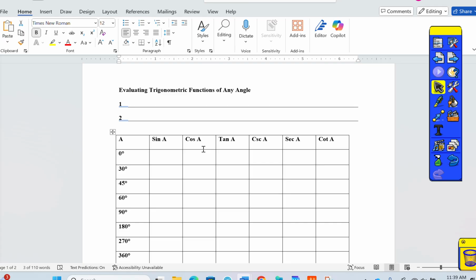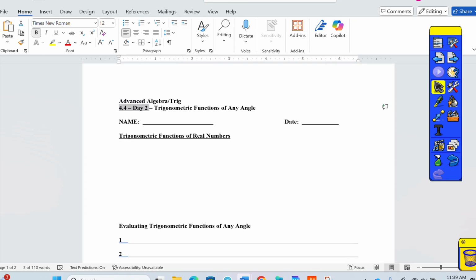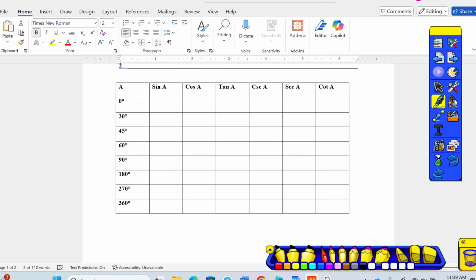Okay, let's do these three. No, we'll do the whole chart. Let's skip down to the chart. We've already taken a quiz on part of the chart. We did sine, cosine, and tangent for 30, 45, and 60. If you know those, you can figure out everything else without the unit circle, because we should have everything kind of memorized at this point. So let's start with 0 degrees.